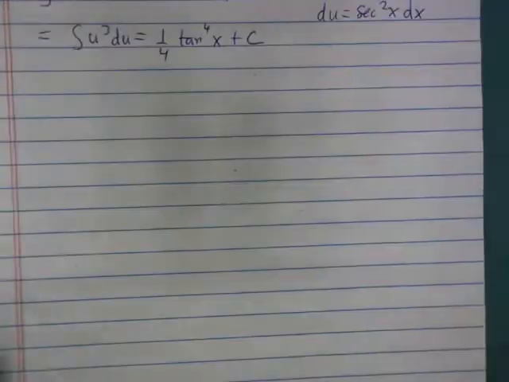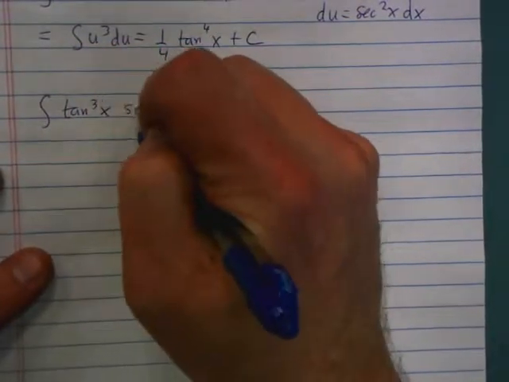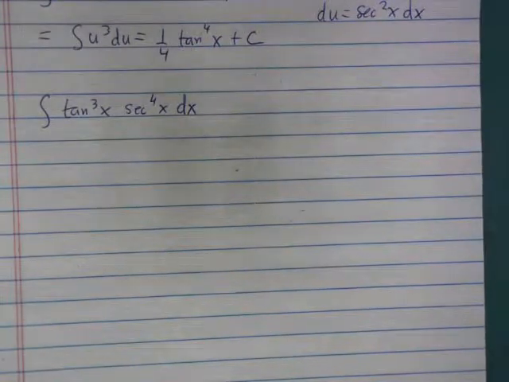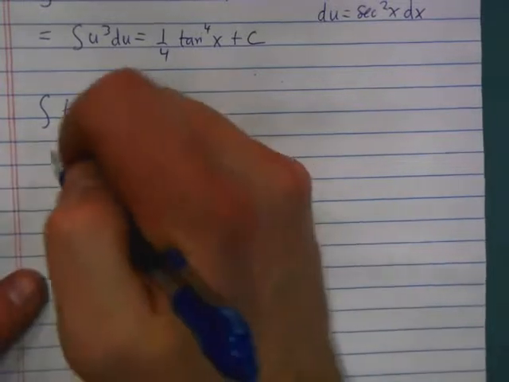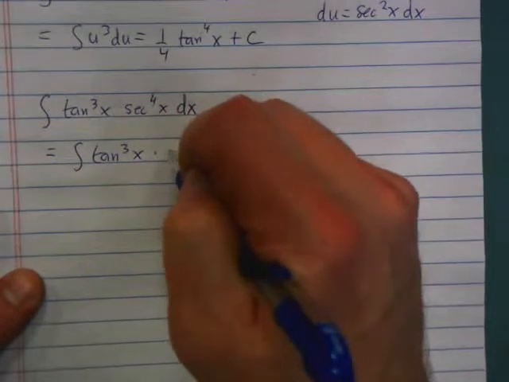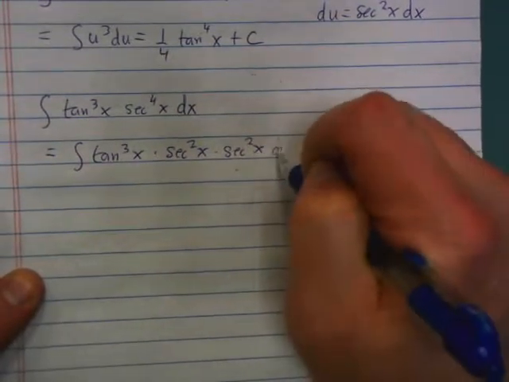So why is that? What if I change this problem slightly and I make it tangent cubed x, secant to the 4th x? So I look at that one and I see good news. The good news is I have an even power of secant. Why is that good news? I'm going to break it. So I'm going to write this as tangent cubed x times secant squared x times secant squared x dx.